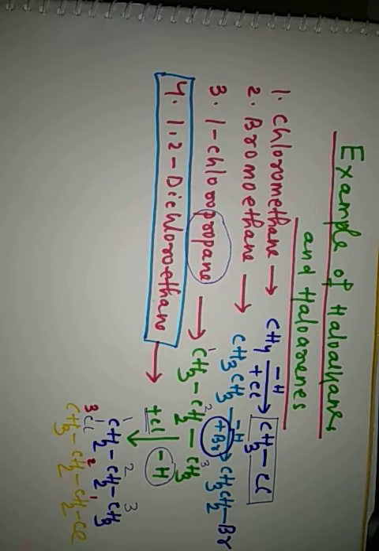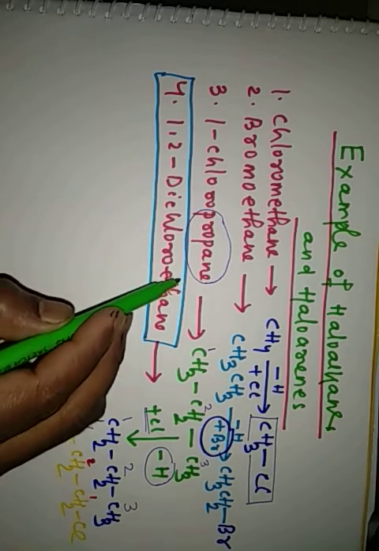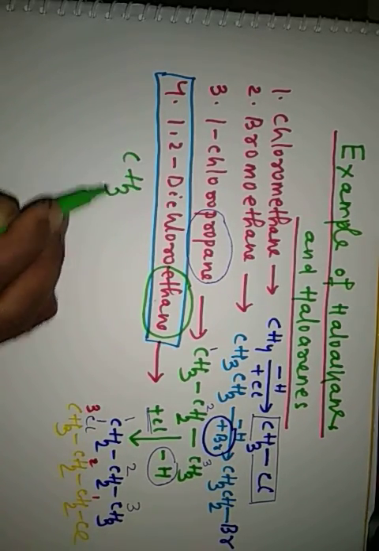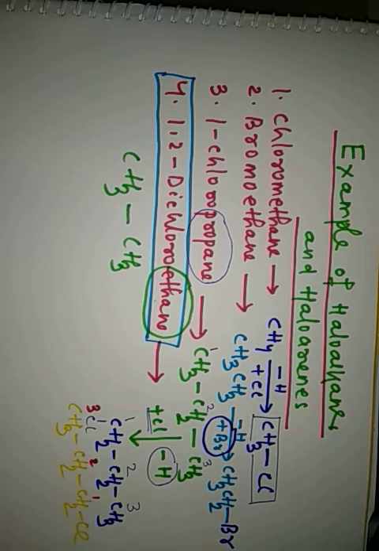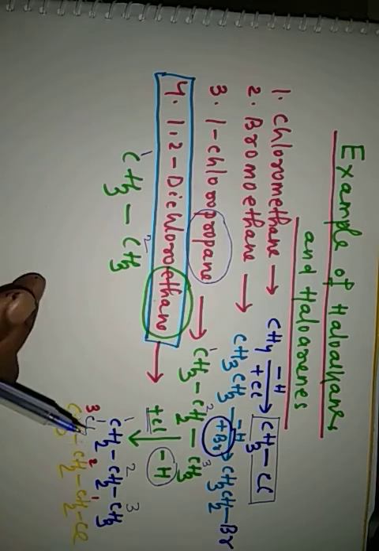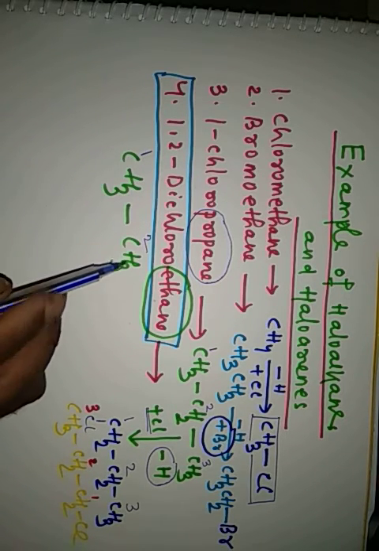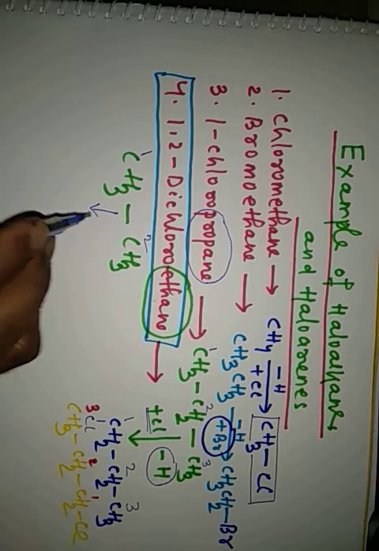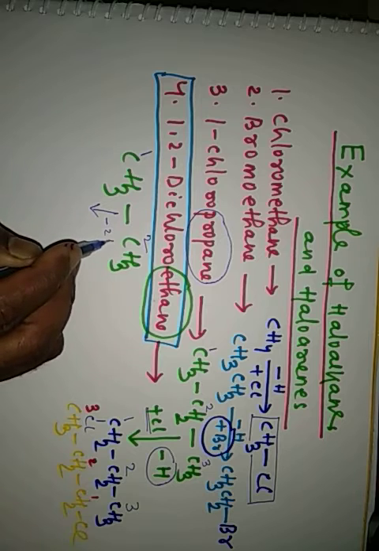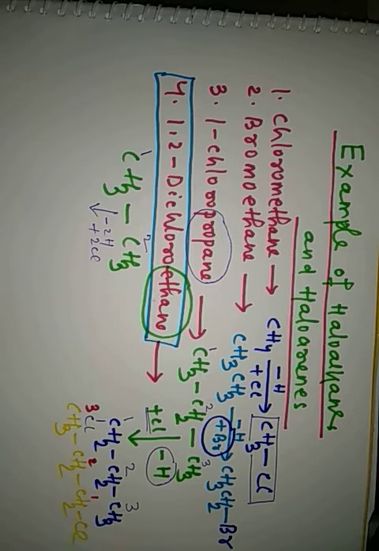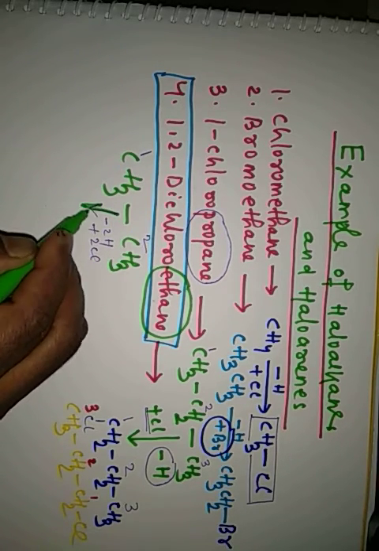Similarly, for 1,2-dichloroethane, first we have to write the structure of ethane. The structure of ethane is CH3 CH3. So 1,2-dichloro means this is carbon 1 and this is carbon 2. So we have to remove one hydrogen from carbon 1 and one hydrogen from carbon 2, and it will be like this: minus 2 hydrogen plus 2 chlorine.